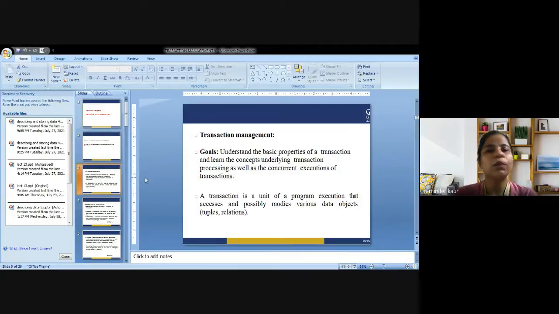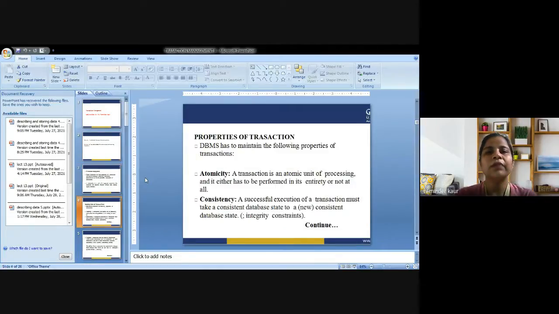So basically what is a transaction? It is the unit of program execution that accesses and possibly modifies various data objects like tuples or relations. Next, what are the properties of a transaction? The DBMS has to maintain various properties of transactions, the ACID properties, like atomicity. Atomicity is concerned with a transaction being an atomic unit of processing, and it either has to be performed in its entirety or not at all.